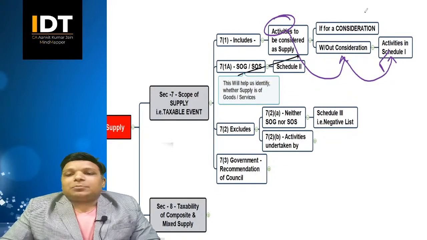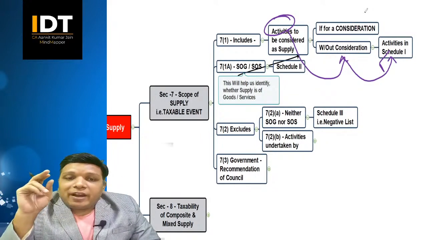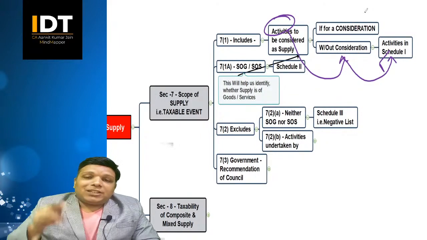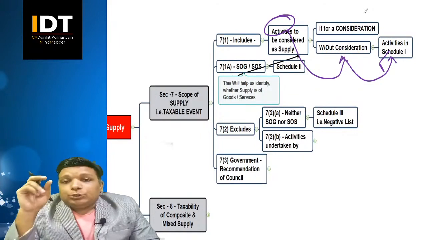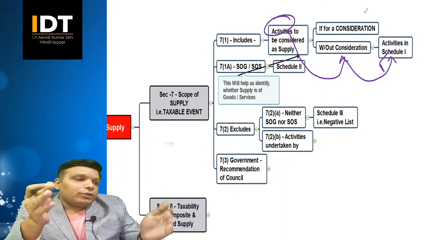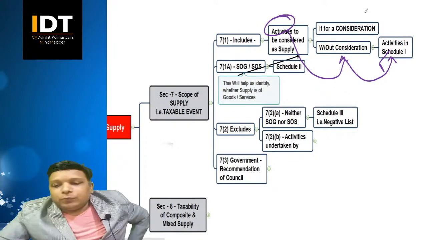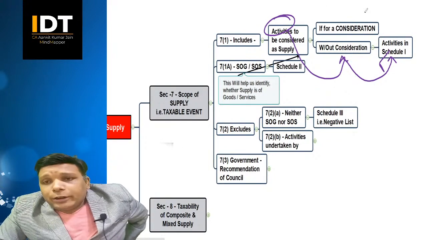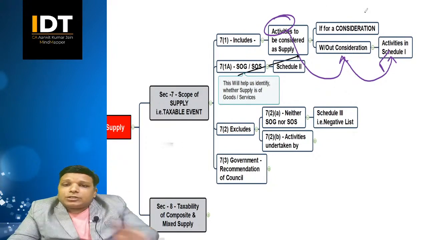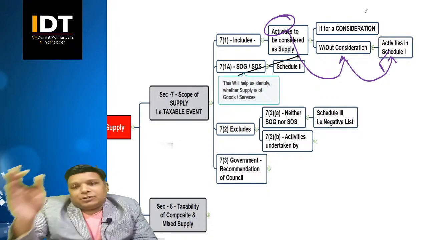Schedule number 2 explains that the activity we have identified in section 7.1 is called supply. Whether this supply is supply of goods or supply of services, right? Suppose I'm going to a restaurant to eat food. While eating, they're going to serve me food as well as service. So it is supply of goods as well as supply of services.